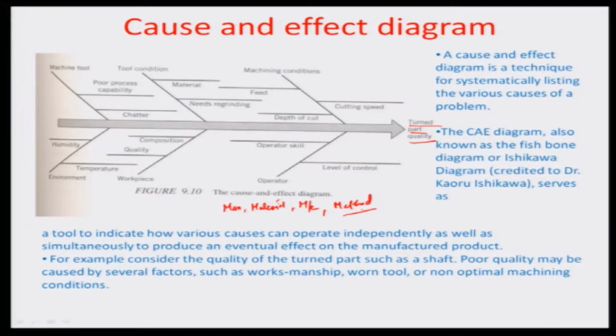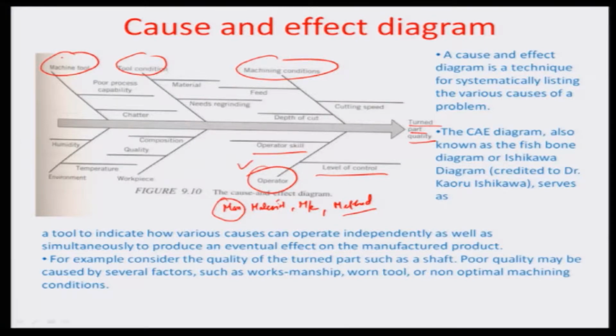So here, for example, if you look at it, man is basically the operator, okay. So all things related to the operator skill or the level of control that the operator has, does he do inspection from time to time of the output that is coming out of the system, is basically a part of the human skill, or we can call it grouped under the man cause. The machining conditions and the tool conditions, as well as the machine tool, these different aspects are really related to the turning process.